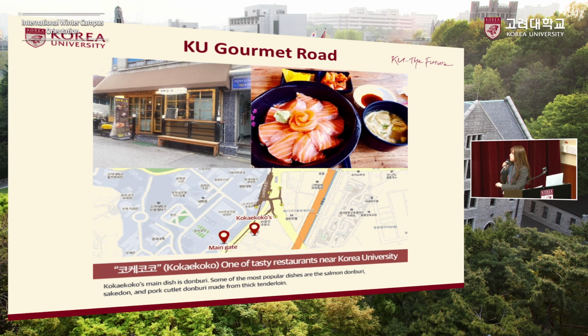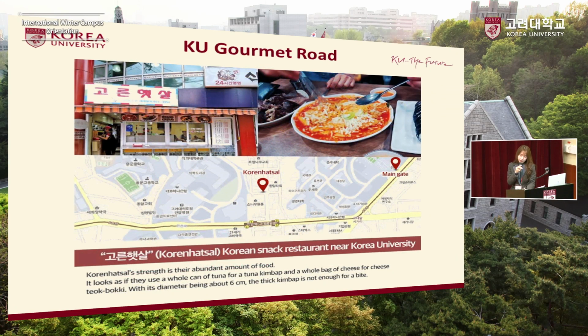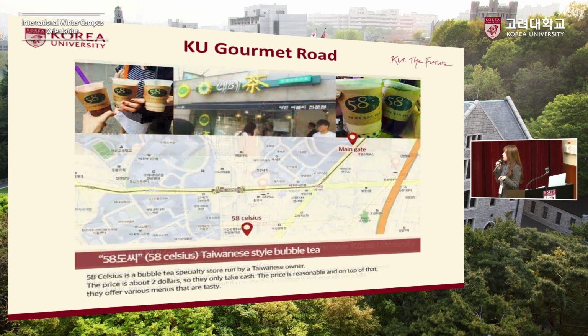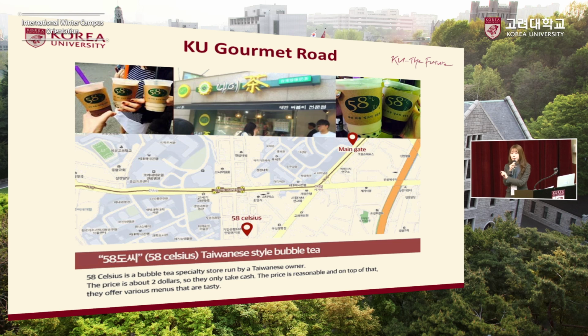This is called Kokekoko, a Japanese cuisine, very, very famous and very popular. I don't know if you like donburi or sakedong, but I like here. And Golden Star, which is a Korean snack restaurant, and this is also popular among regular KU students. And also, 58 Celsius for dessert. So if you like bubble tea, you must try. This is very famous.